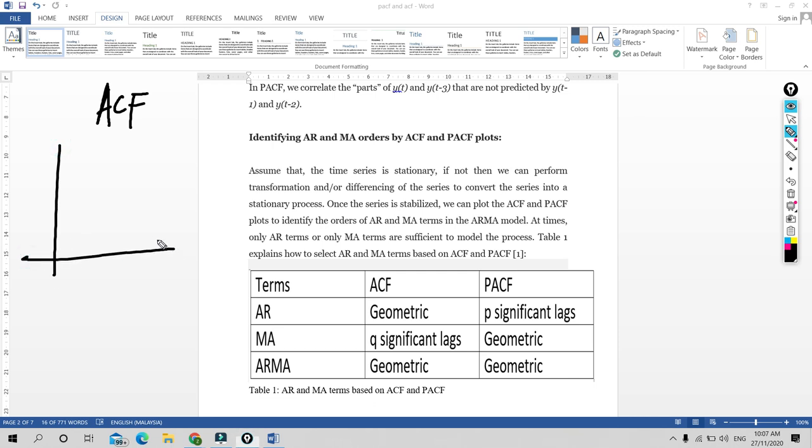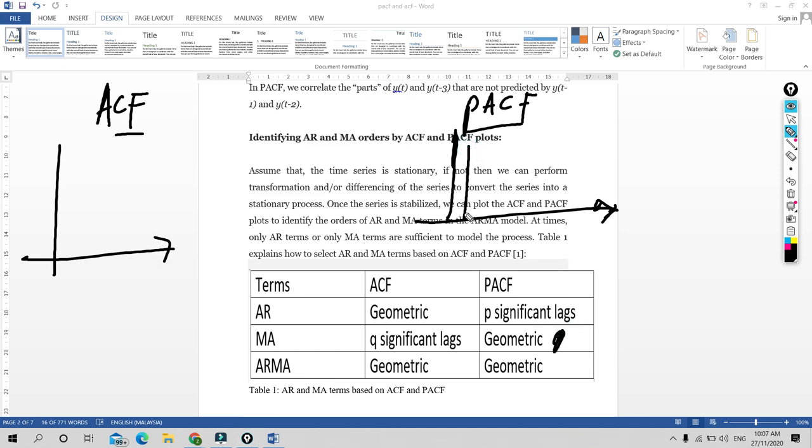Okay. Now, if I have two spikes here, let's say here I have a spike here. The second leg is I have two spikes here. This refers to the MA2 model.